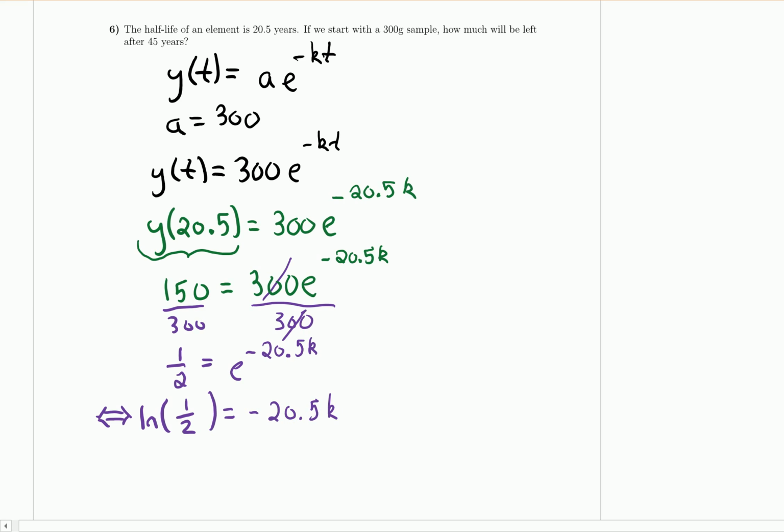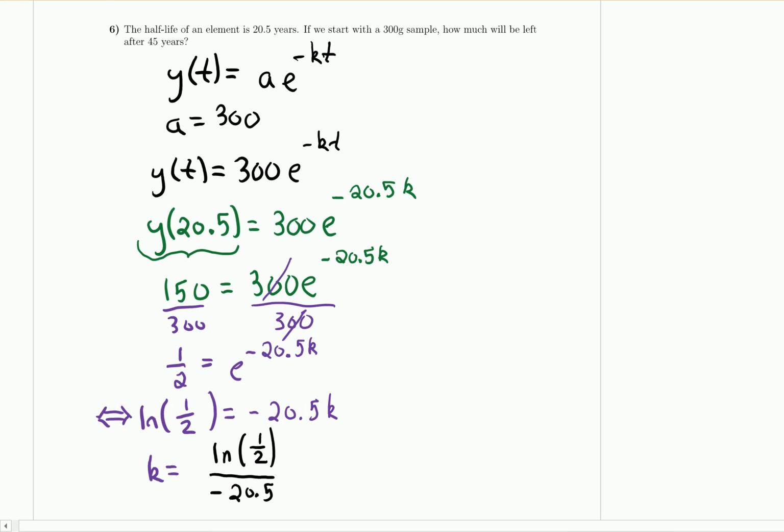Now if I get k by itself, I'm going to divide by negative 20.5. If we do that, we get k equals ln of 1/2 on top, divided by negative 20.5. So that's what k is.